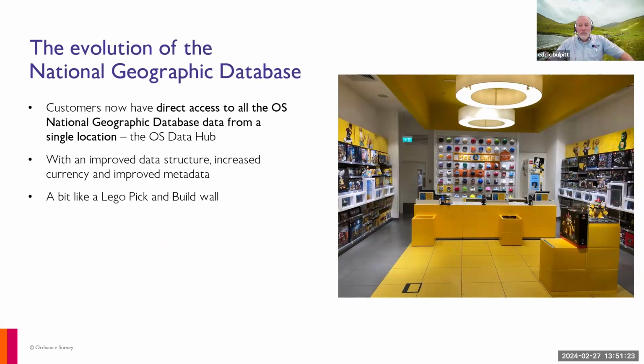So, for example, now you can just go into like a Lego shop. You've got the wall at the back. You don't have to select the whole of OS MasterMap Topo, for example. You can just select the buildings. And as we've seen, you can just select the buildings over a certain height as part of that product offering.